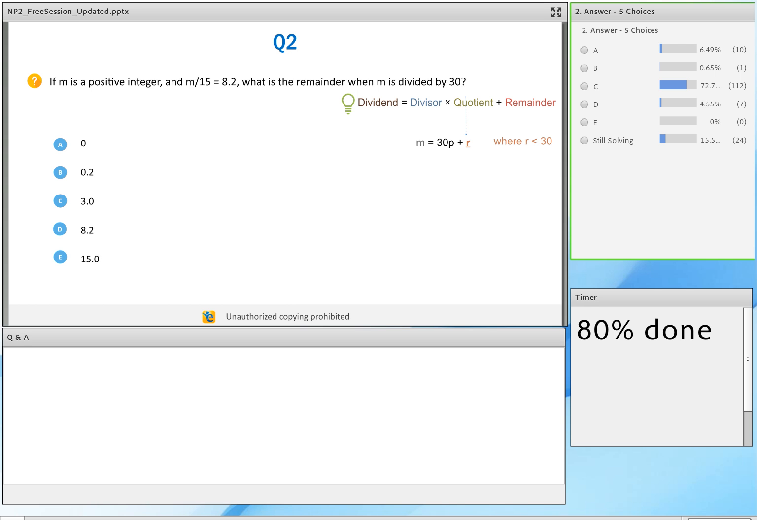Again, same thing, we say, hey, dividend is divisor times quotient plus remainder, where remainder has to be less than 30. That's because our divisor is 30 over here. What's given to us, now that we've reversed the divisors, is m is 15 times 8.2. Let's express it in a Euclidean form. We write 8.2 as 8 plus 0.2.